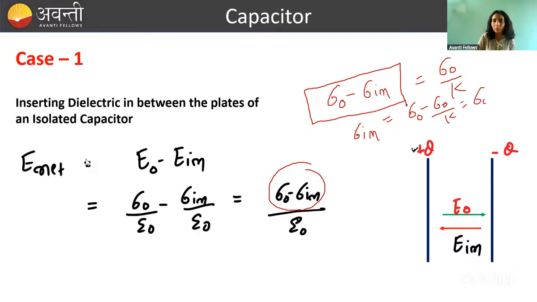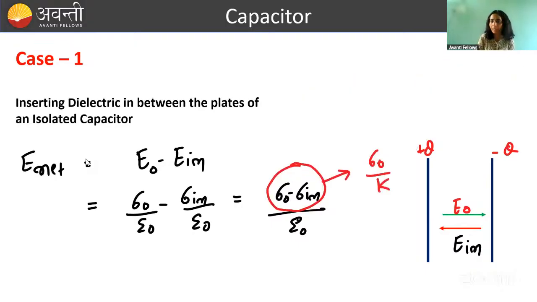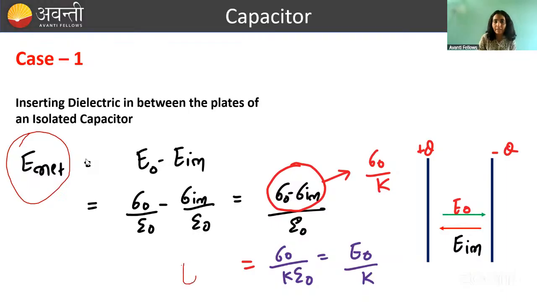So this is equal to sigma naught times (1 minus 1 by K). This is sigma induced. But sigma naught minus sigma induced is sigma naught by K. So this whole is equal to sigma naught by K, and if we write it here, sigma naught by K epsilon naught will become the net electric field. Hence, net electric field is equal to sigma naught by epsilon naught, the original electric field, that is E naught. So net electric field is now the external electric field already present divided by K, the dielectric constant of the dielectric.